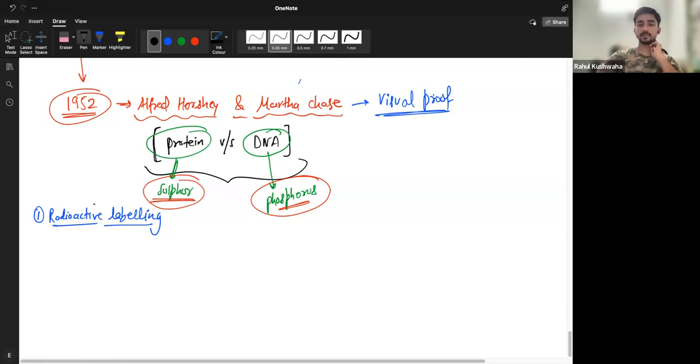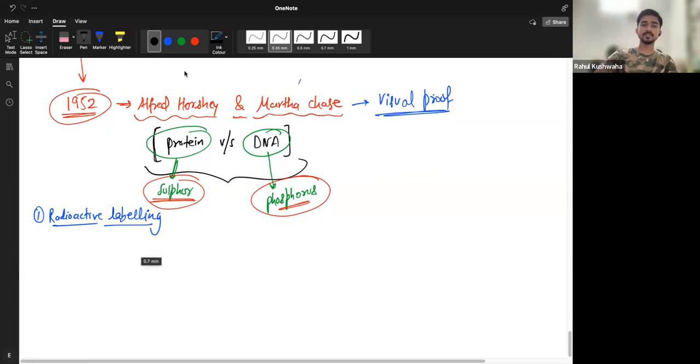Anyways, yeah. So Iram, Alia, did you go back and look at radioactive labeling? What does this mean? Anyone? Okay, so we'll discuss it in a bit.